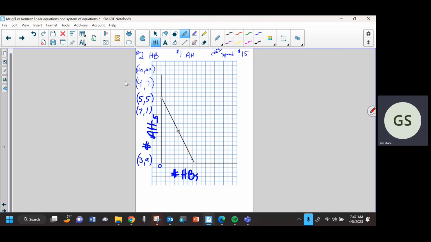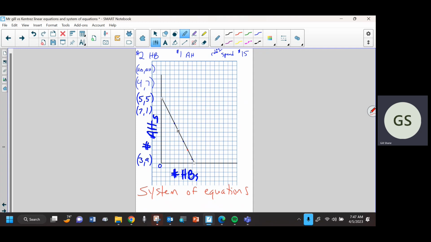But here's what we're getting into today. We're getting into what's called, this is your subject, so write this down. We're doing a system of equations. Write that down. That just means you have more than one equation. So instead of just one equation, we're actually going to have two equations that we can use to solve when we have two variables. And right now we have two variables, the number of airheads and the number of honey buns.